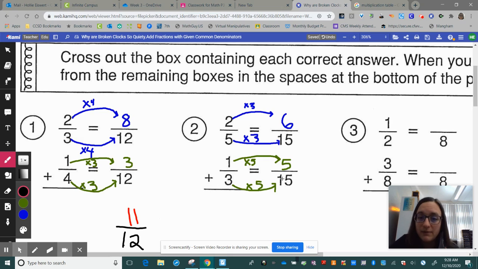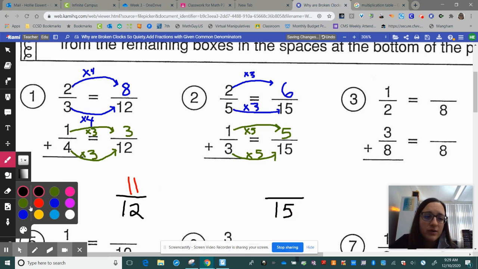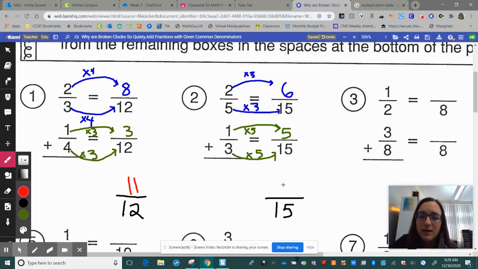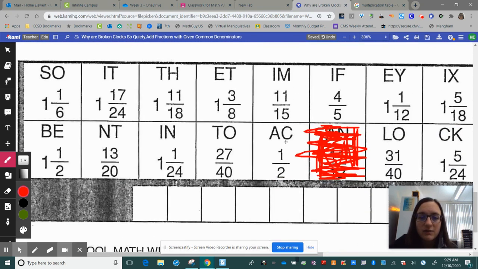All right, so 15s are common denominators, so our denominator will stay 15. We're just going to add our numerators together. We're going to add 6 and 5 together, which makes 11. Now, it seems like that was the last one, but the last fraction was 11/12. This one we have 11/15. So let's find our 11/15, and scribble it out.